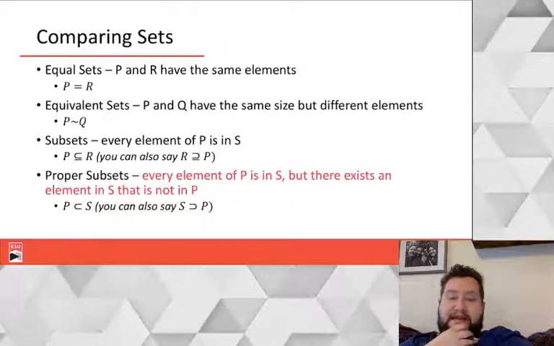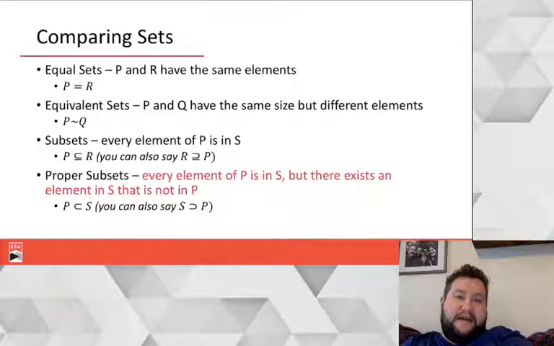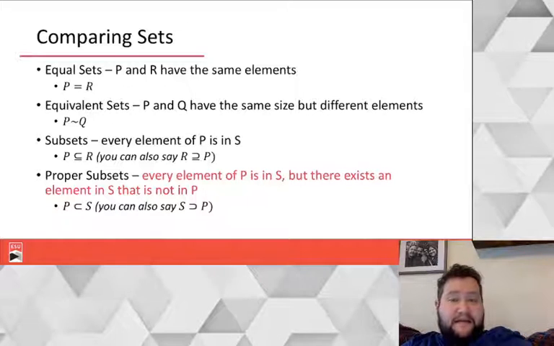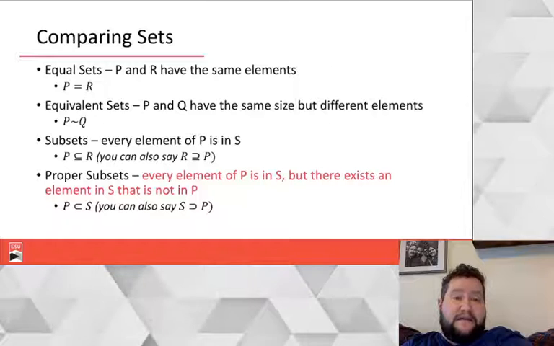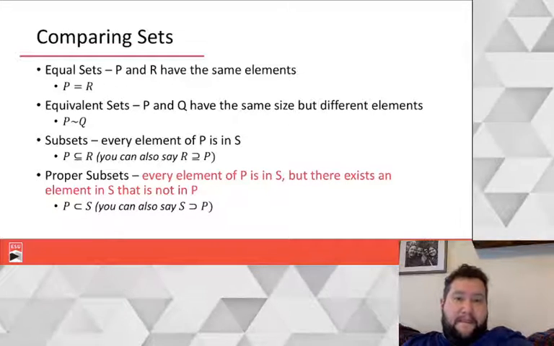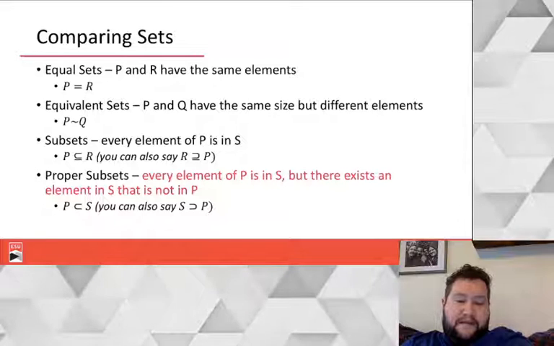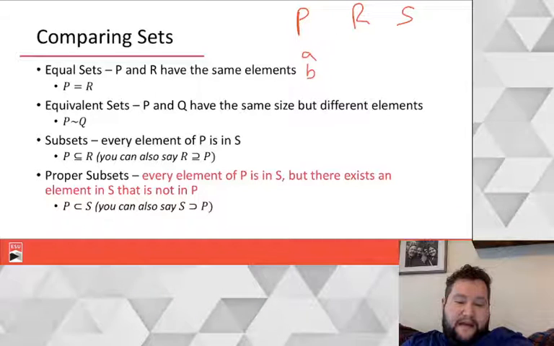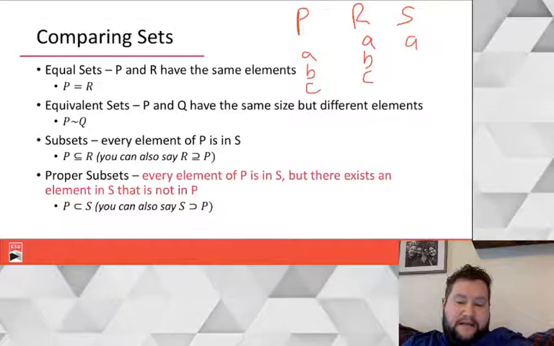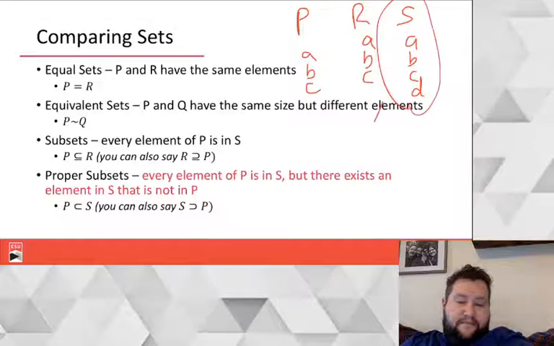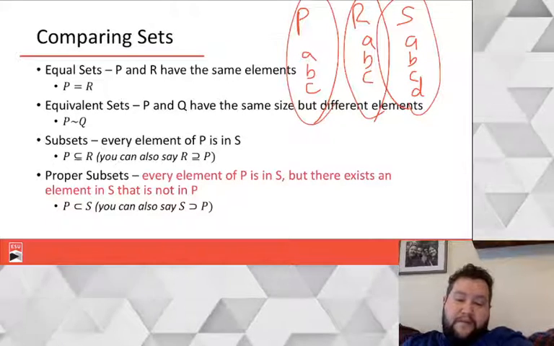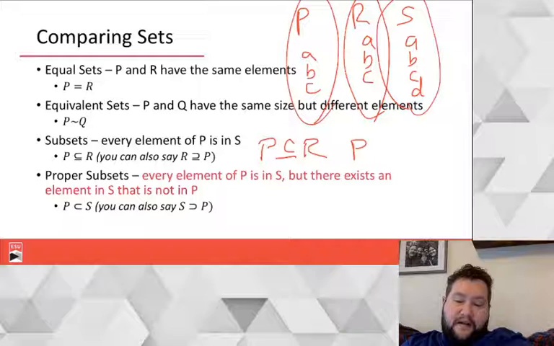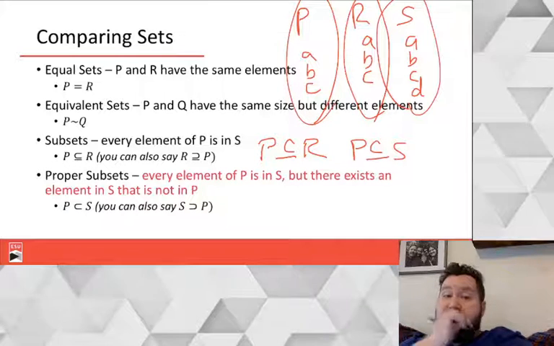Now, proper subsets. A proper subset is if every element of P is in some set S, but there exists some element in S that's not in P. So let me write P, R, and S. We had A, B, C, and A, B, C, and A, B, C, D. So P is a subset of R, and P is a subset of S. And it is important to note that direction matters here.